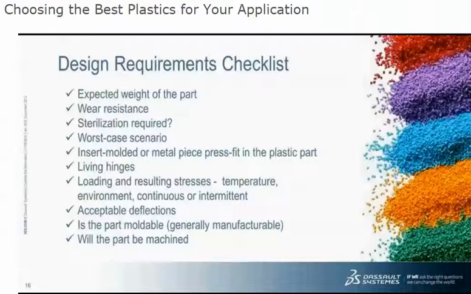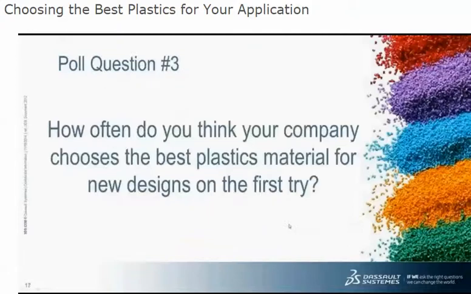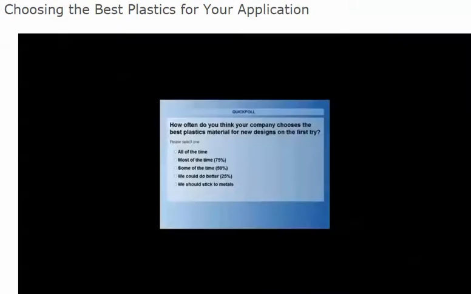With that, I'm going to hand it back to Cliff for the final poll question related to plastics. Excellent. So when finalizing your choice of plastic materials for a given end-use application, how often do you think your company picks the best material on the first try? Is it all the time, most of the time, some of the time? We could do better. And of course, we should stick with metals. So I'll give everybody a few more seconds here to respond. It's like 75% have responded already.